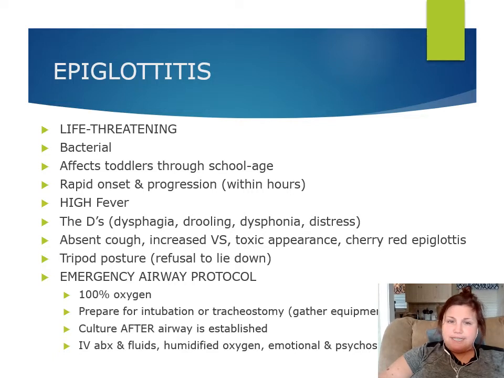And as I mentioned, it's a severe form of croup, so it does have the croup-like symptoms: inspiratory stridor, barking cough, hoarseness, but it's usually more severe, and sometimes it can have no cough at all. It's absent because of the level of obstruction.